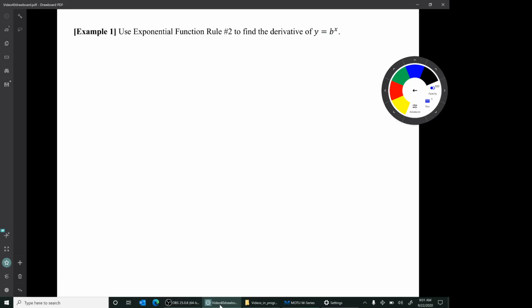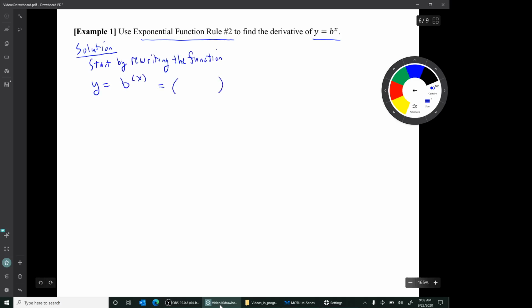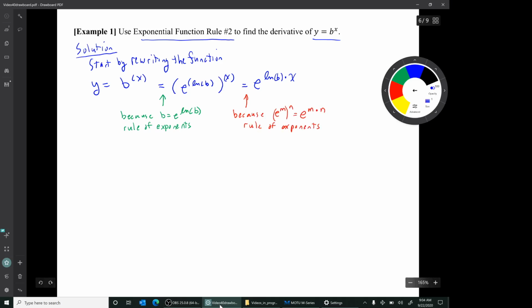So for our first example, I want to use exponential function rule number 2 to find the derivative of y equals b to the x. Well, there's a trick here. The trick is to rewrite the function b to the x so that it is in one of our forms that we have a rule for. So there's our rewritten function.